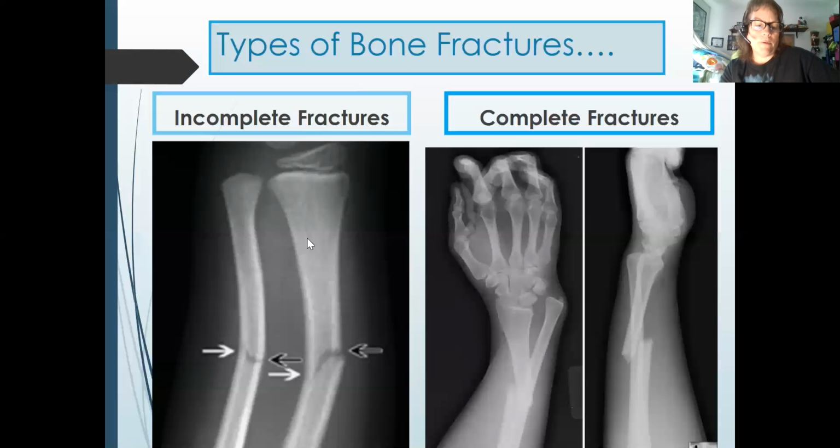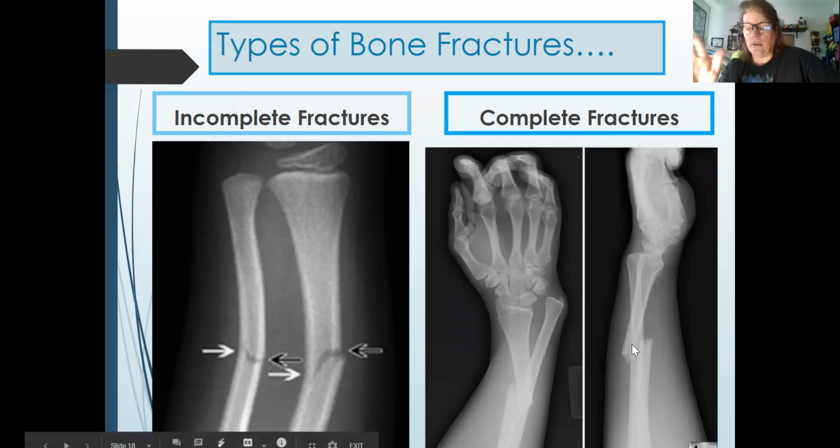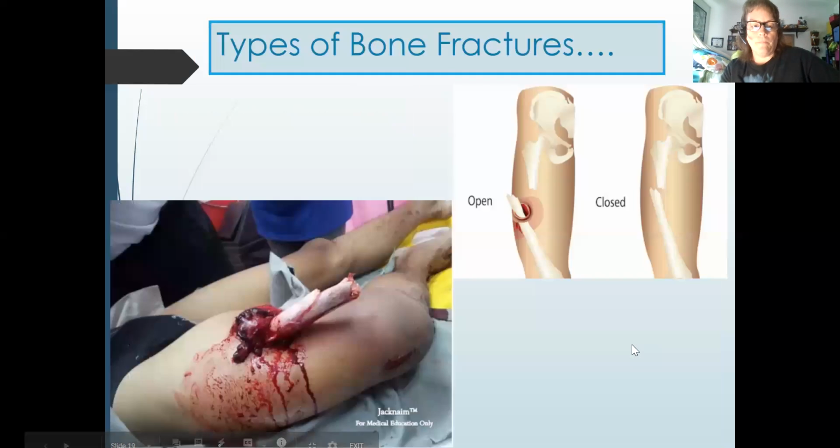All right, you have incomplete fractures, which means it doesn't break the bone all the way through. And you have complete fractures, which means you did pretty much break the bone all the way through. All right, this one's pretty. I tried to find the prettiest picture, but this one amazed me because this is an open fracture, of course. So you have open fractures, which means the bone is poking through the skin. And then you have closed, which means you have a broken bone, but it did not come through the skin. This one amazes me because this is the femur, which is the largest, strongest bone in the body.